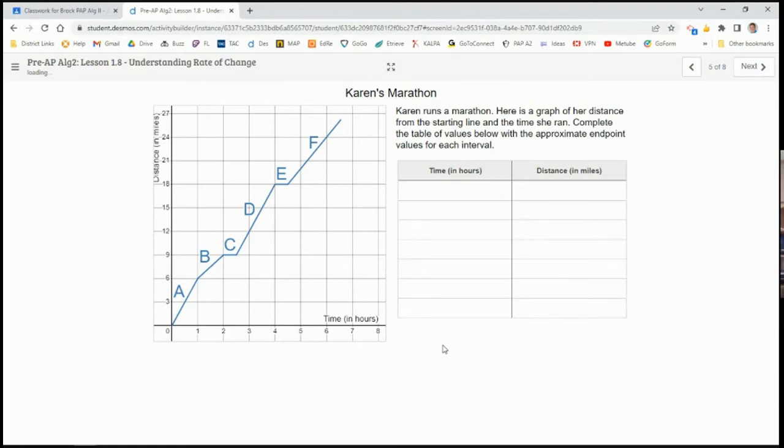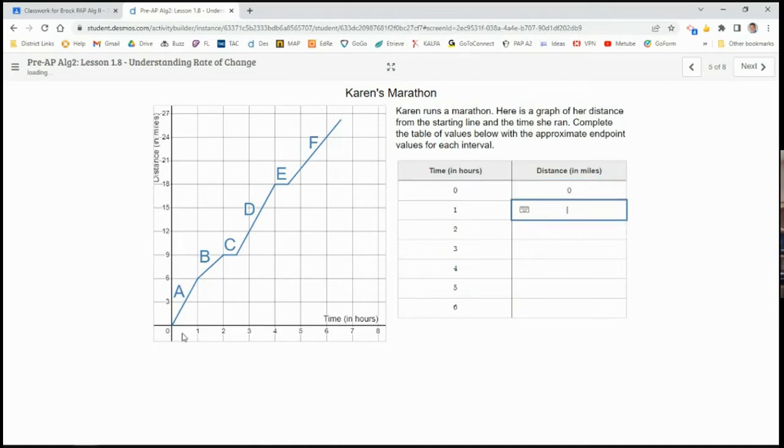Complete the table of values with the approximate endpoint value for each interval. So I'm going to start with hour 0, 1, 2, 3, 4, 5, 6. You can start with 1 if you want to, your choice. I did 0 through 6. So how far away was she at time 0? 0. She had just starting, right? So at 1 mile, where's it look like she's at 1 mile? Put that in your table.